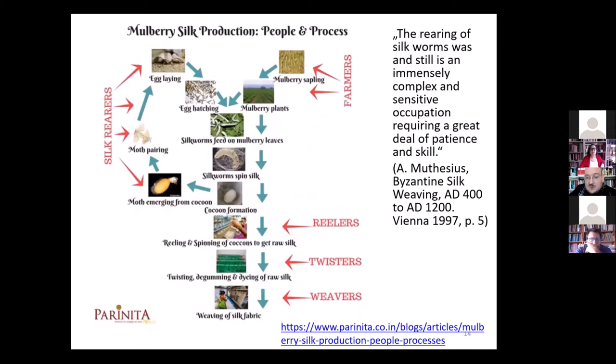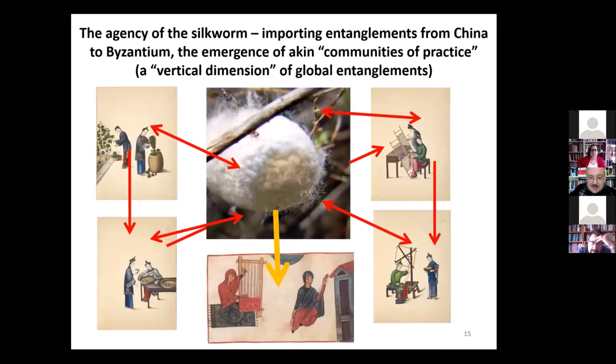However, what is more important for our case today is that we can also imagine that what we have heard about the transport of silk production to other regions, that actually what was transported is this entire process, this tanglegram here, for instance, a simplified tanglegram of what Anamutesius has called the immensely complex and sensitive production of silk. So all these procedures, all these knowledges, all these entanglements were also transported to new communities. And this we may call the agency of the silkworm.